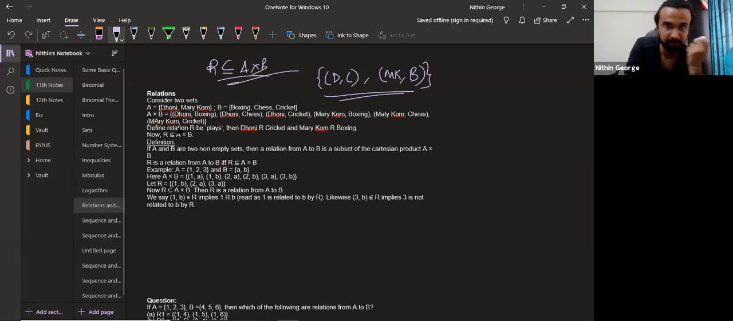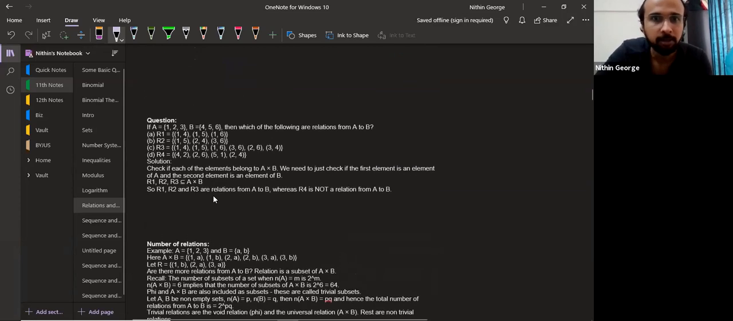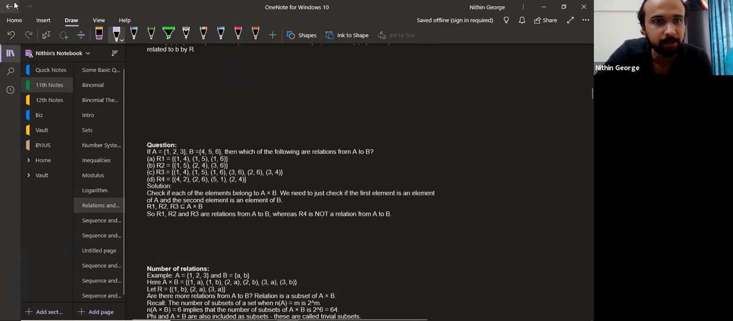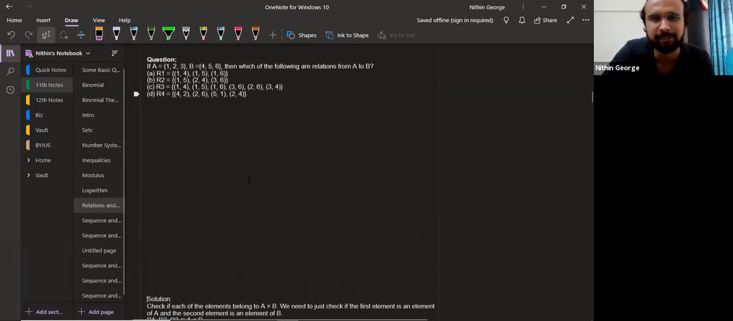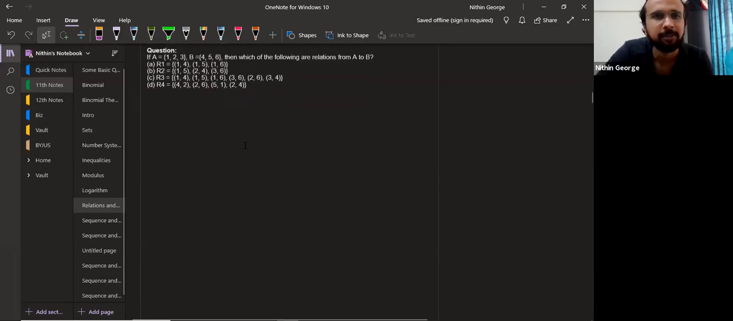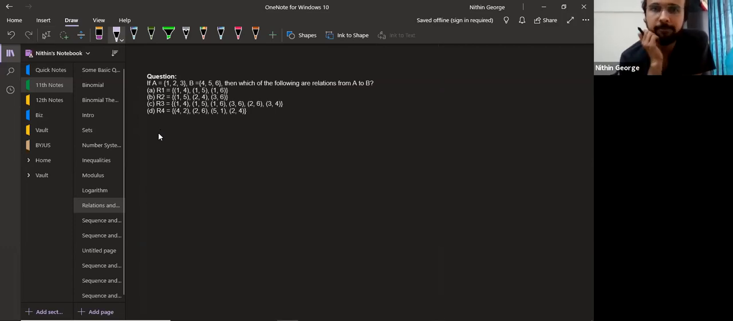There's one more example, but I don't think it's required. So just put some space here. Be honest, don't look at the solution. It's an easy question, right? If A is equal to {1, 2, 3}, which of the following are relations from A to B? Guys, let's look at the options.